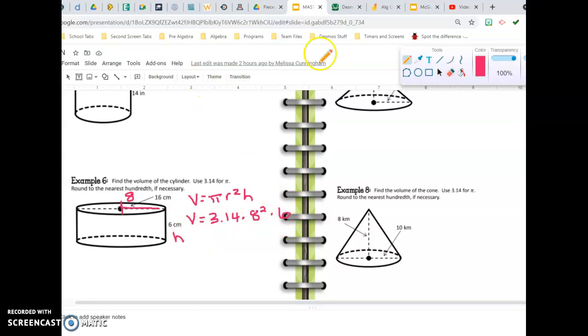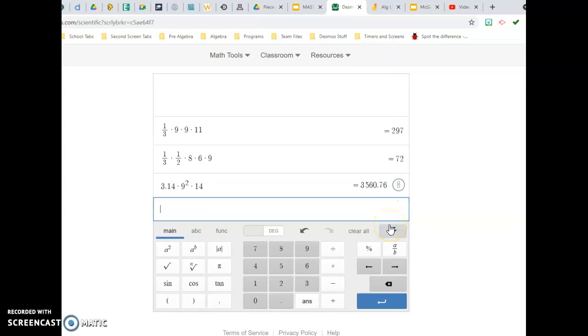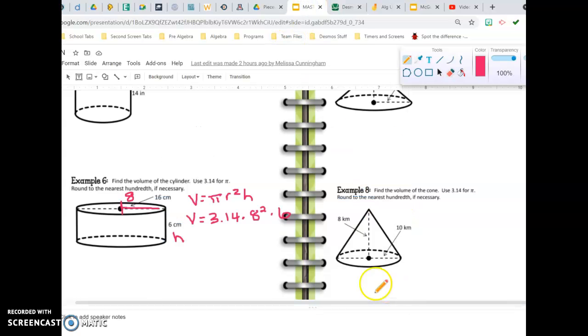Okay, so again, you might want to use your calculator for this one. So we're going to do 3.14 times our radius, which was 8. We're going to use the square button, and then our height was 6. So again, our answer here is 1,205.76. So since I have 2 decimal places, I don't have to round. That is already finalized to the hundredth. And so we're going to say the volume is 1,205.76, and the units are centimeters cubed.